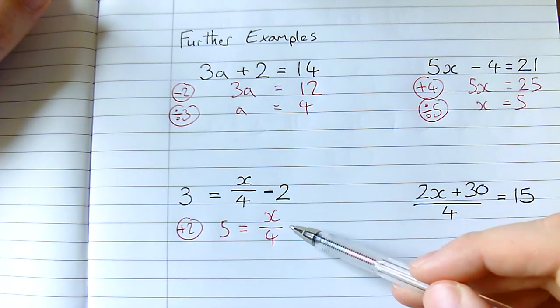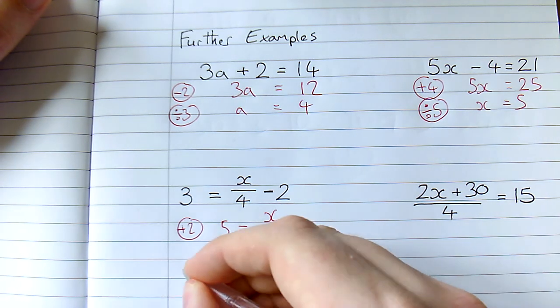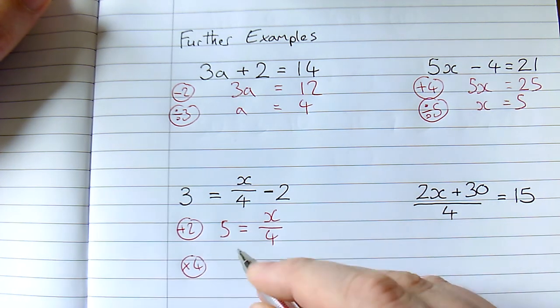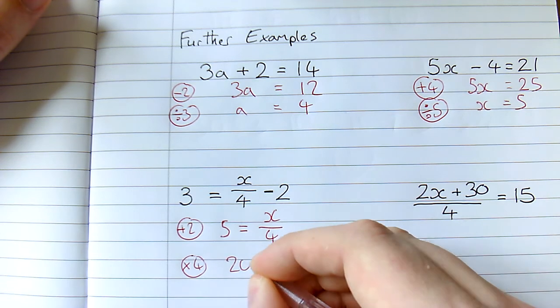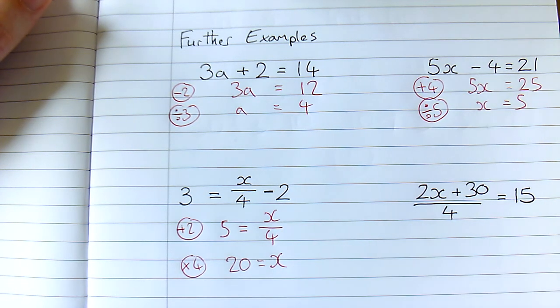Now x over 4 means x divided by 4. To reverse a divide, I'm going to times by 4. 5 times 4 is 20. And of course, x is left. My answer is x is 20, or 20 equals x. Doesn't matter which way around you say it.